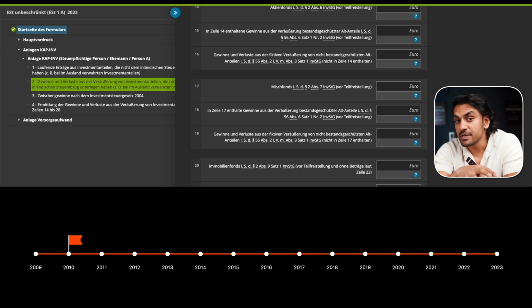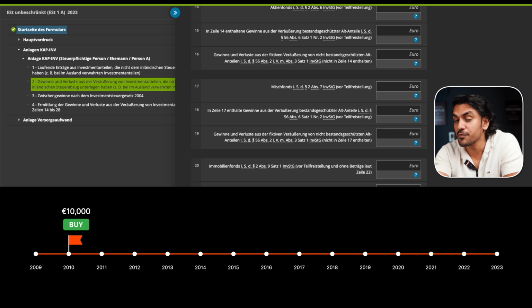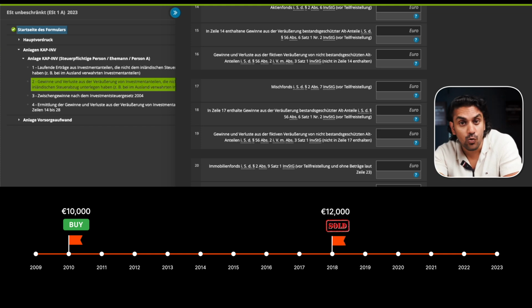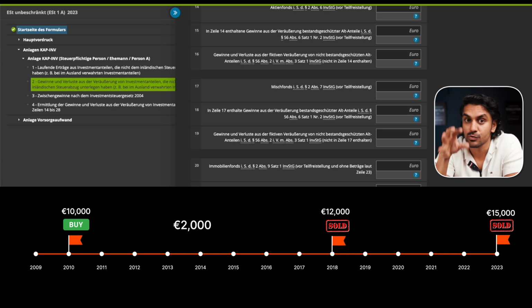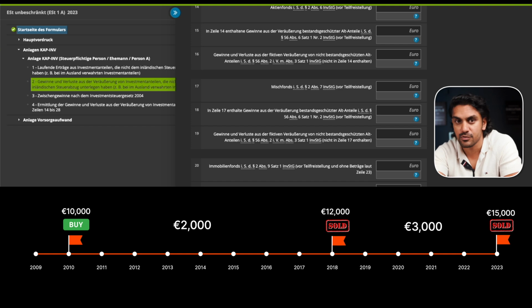Suppose you purchased funds in the year 2010 for 10,000 euros. The fictitious sale price as of December 31, 2017 is 12,000 euros. And when you actually sold the funds in 2023, the value was 15,000 euros. So the interim profit from your fictitious sale in 2017 is 12,000 euros minus 10,000 euros, which is 2,000 euros. And the gain from your actual sale is 15,000 euros minus 12,000 euros, which is 3,000 euros.